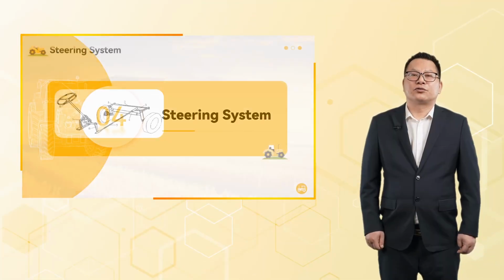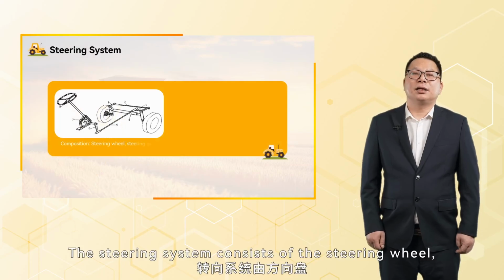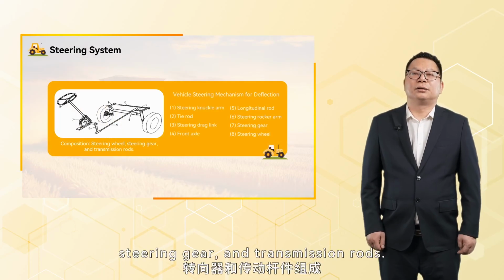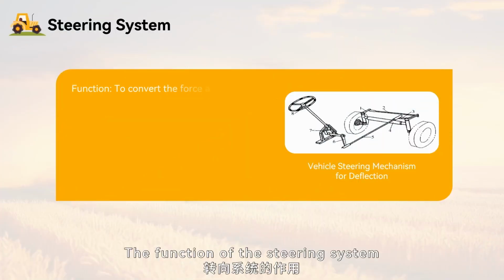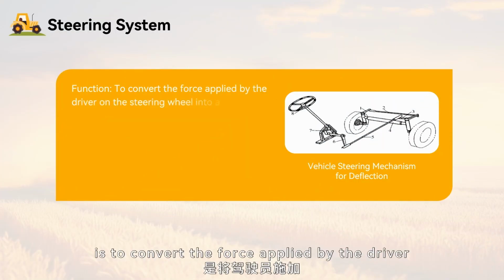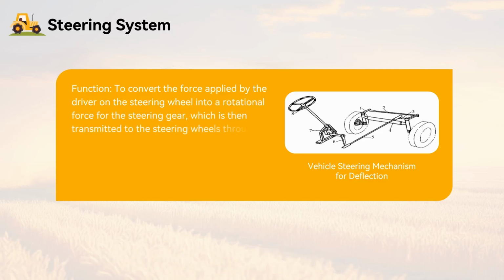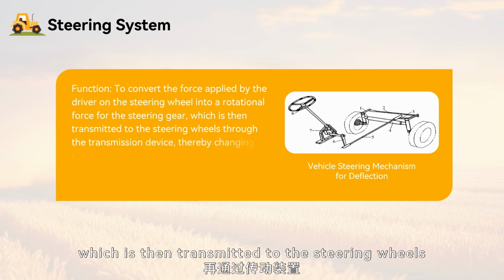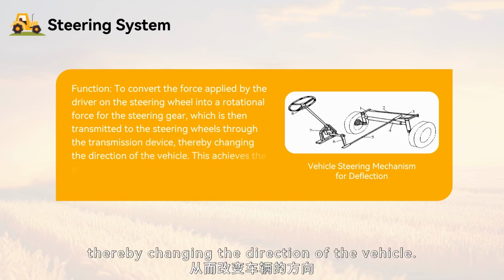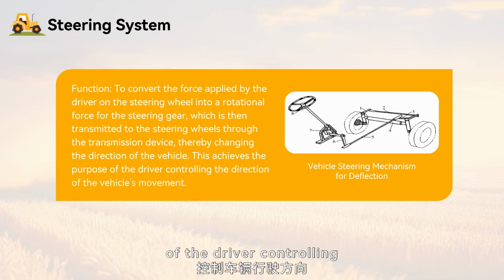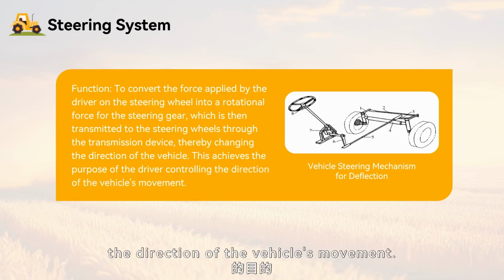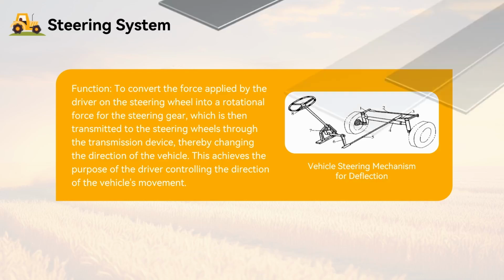Steering system. The steering system consists of the steering wheel, steering gear, and transmission rods. The function of the steering system is to convert the force applied by the driver on the steering wheel into a rotational force for the steering gear, which is then transmitted to the steering wheels through the transmission device, thereby changing the direction of the vehicle. This achieves the purpose of the driver controlling the direction of the vehicle's movement.